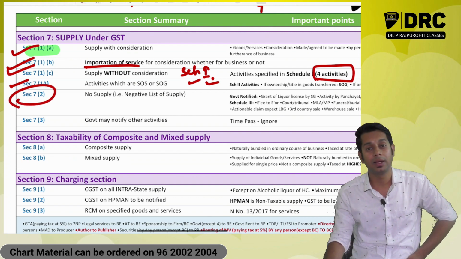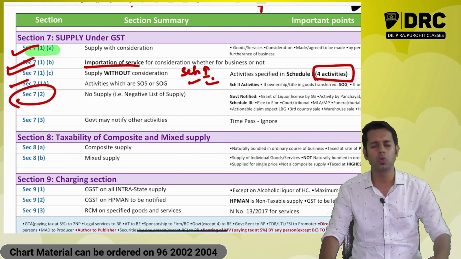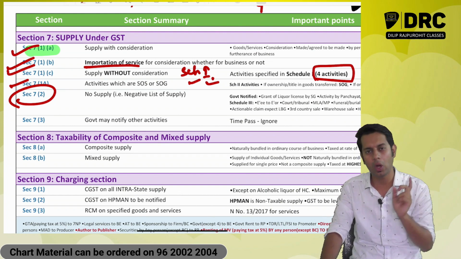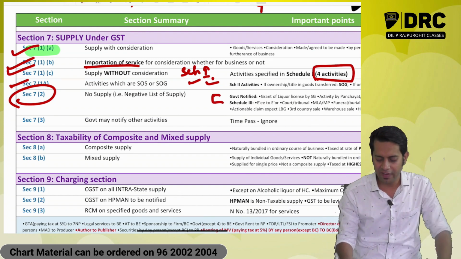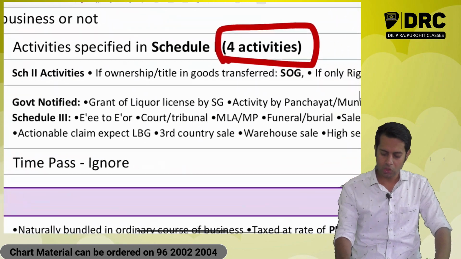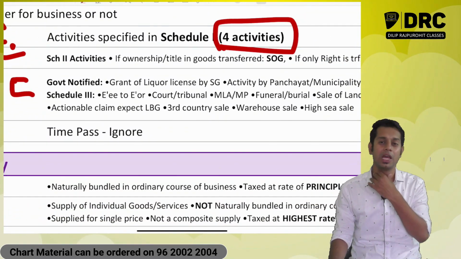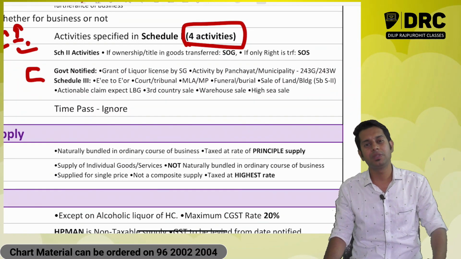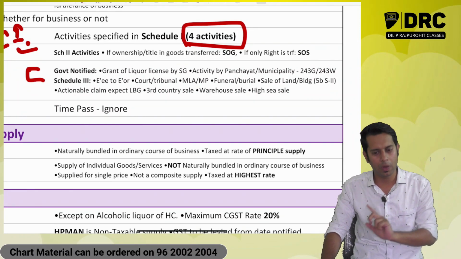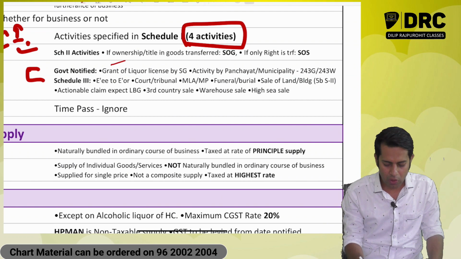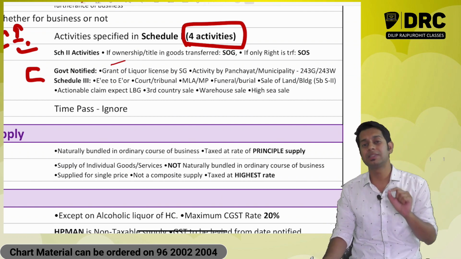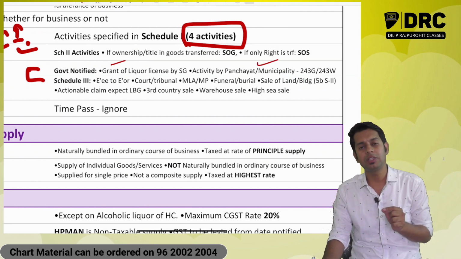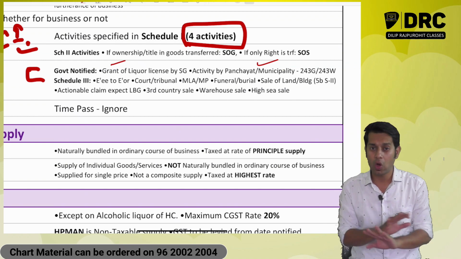Then section 7 subsection 2. Section 7 subsection 2 talks about what's a negative list of supply or no supply. 2 arrow marks, government notified and schedule 3 activities. So there are some activities notified by the governments which shall not be regarded as supply, and there are some activities specified in schedule 3, those also will not be regarded as supply. Sir, what are these government notified? Grant of liquor license by state government, then activities performed by panchayat or municipality, they are not supply at all.